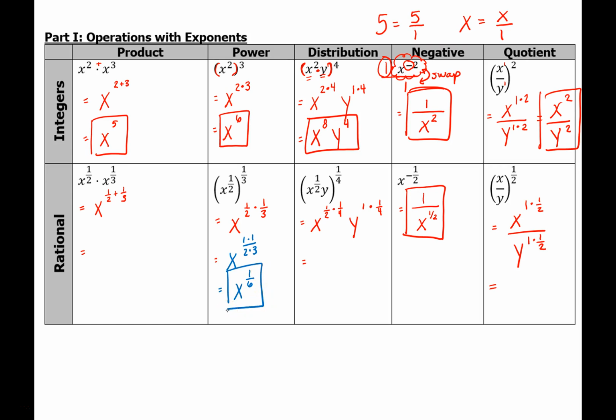Okay, let's look at the distribution problem. This one also has multiplication, so we're going to do the same thing with it. For the x, we're going to multiply the 1 times 1 and the 2 times 4. Multiply your numerators, multiply your denominators. For the y, 1 is the same thing as 1 over 1, so I'm going to do 1 times 1 and 1 times 4 there.